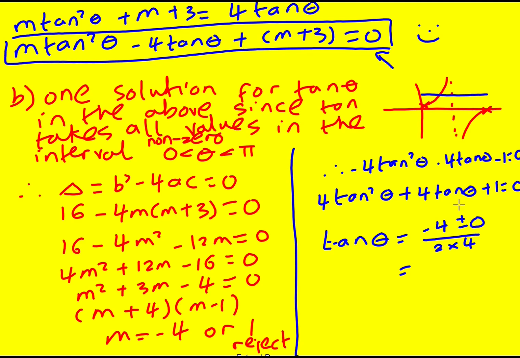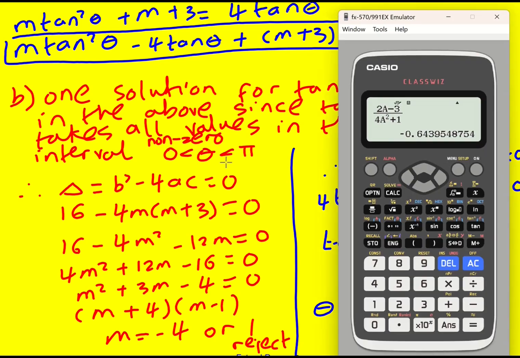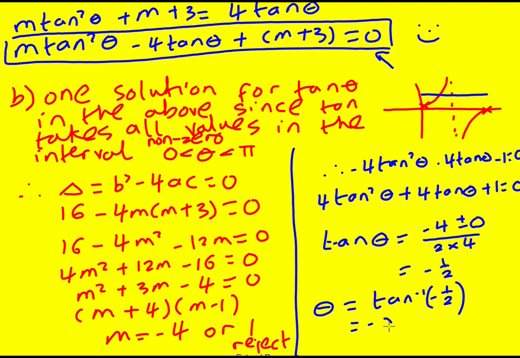In fact, did I need to do all this? Maybe not, but I'm going to get minus a half. So theta is going to be inverse tan of minus a half. Working in radians. Gives minus 0.4636. So what we've actually found is this one here, but we want it in the interval 0 to pi, so I just need to add on pi, because that's the periodicity of tan.